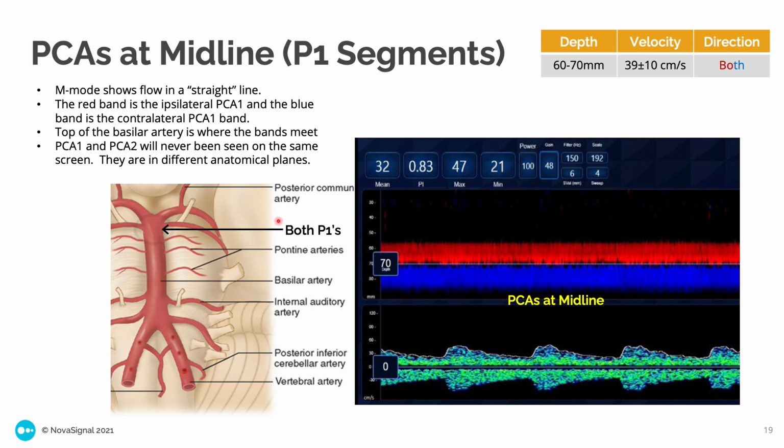So if you can imagine my transducer is above this label, both P1s. As we aim the ultrasound beam in, this is P1. That's the red band coming towards the transducer at a shallower depth. At a deeper depth, as the ultrasound goes straight, this is P1 on the other side of the brain, the contralateral P1, and that is blue, and that's the blue band below.